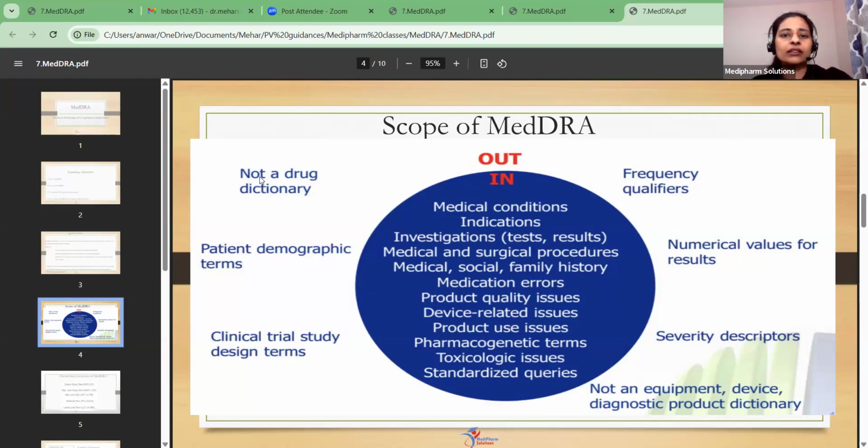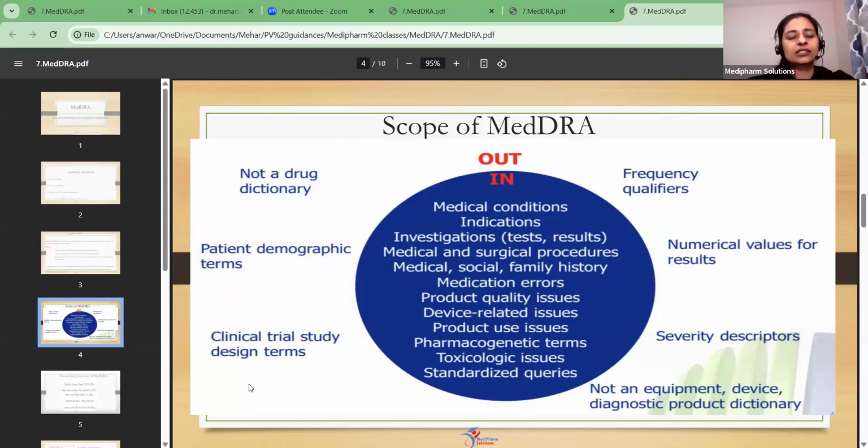So, how do you code a drug? Do you use MedDRA for coding a drug? No. Your answer should be no. We don't use MedDRA for coding a drug. We use the drug dictionary for coding any drug. Okay. And we also don't code patient demographic terms like height, weight, age. That is not coded with MedDRA. That is not coded at all.